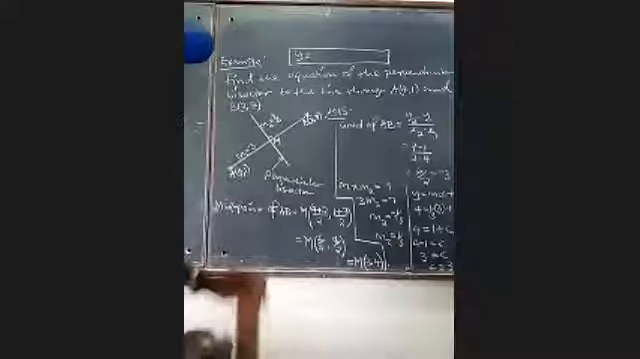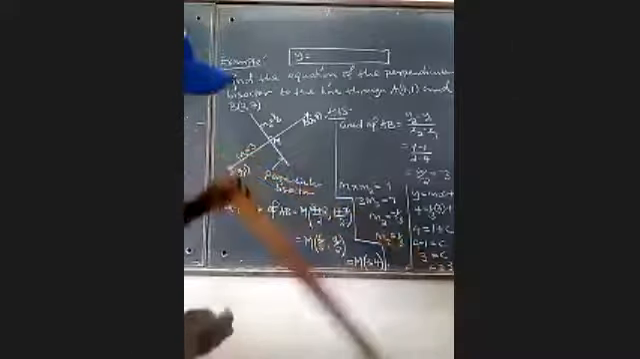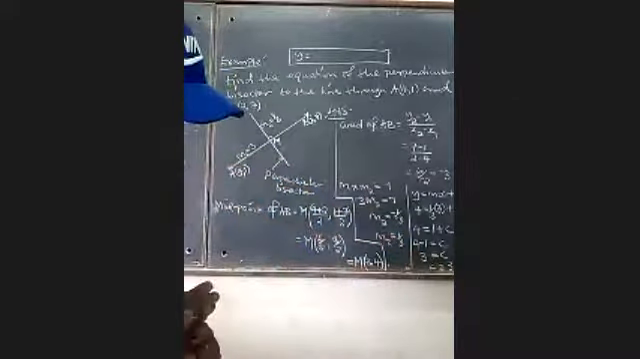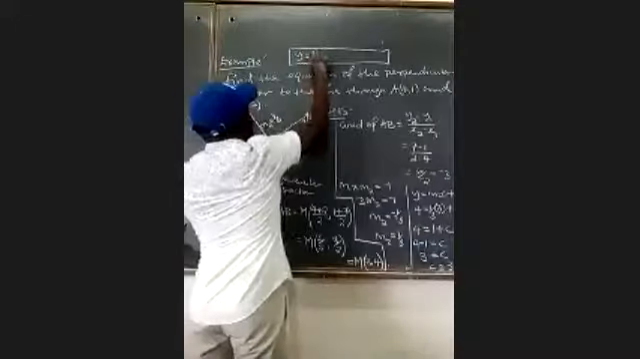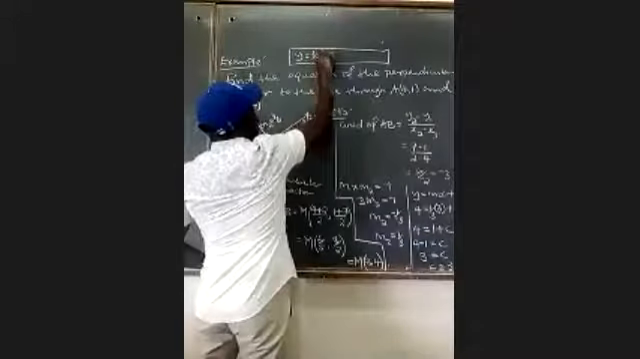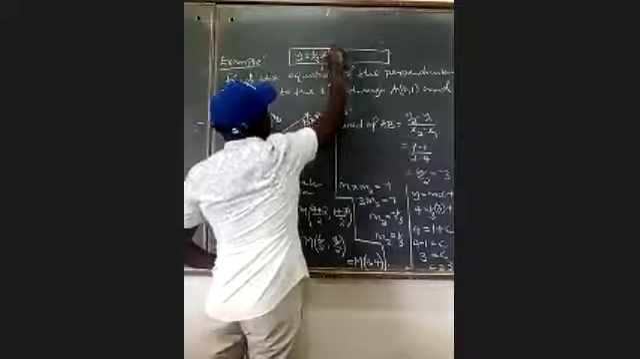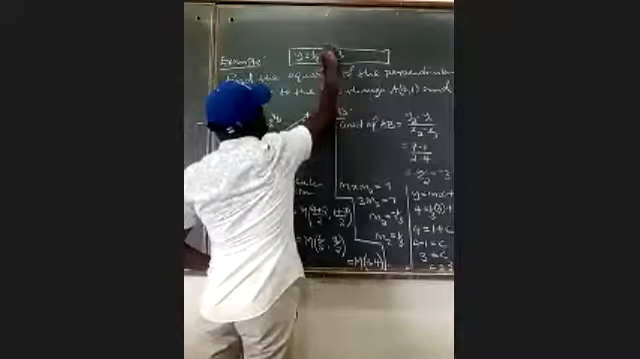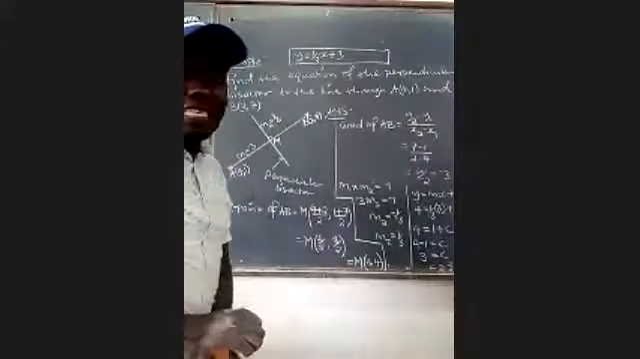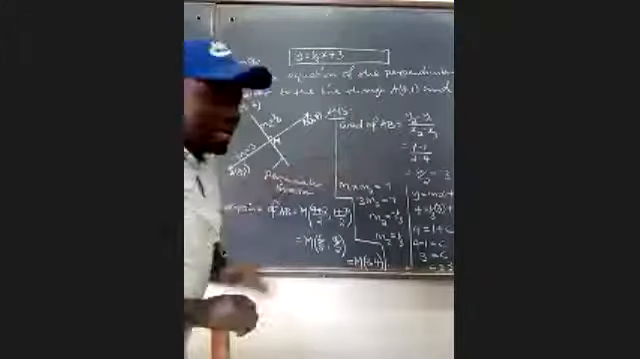So the final answer after getting the value of c is what? The equation will be y is equal to a third x plus 3. A third x plus 3, that is very good. So this is the equation of the perpendicular bisector to AB.